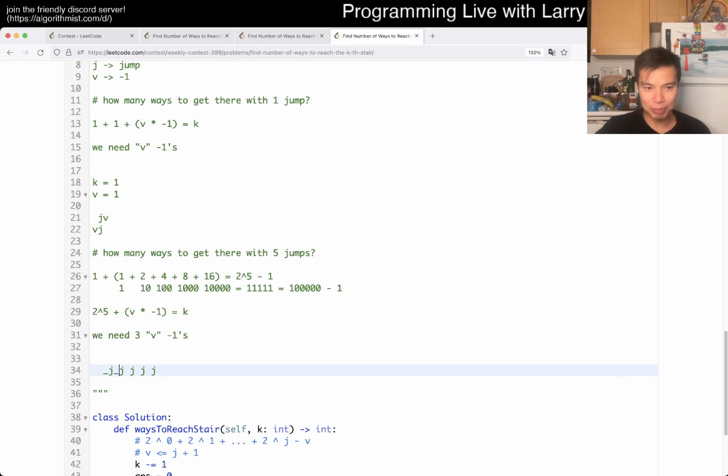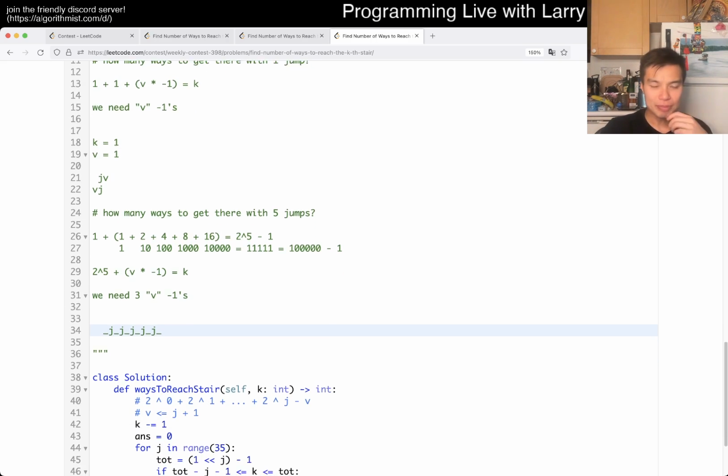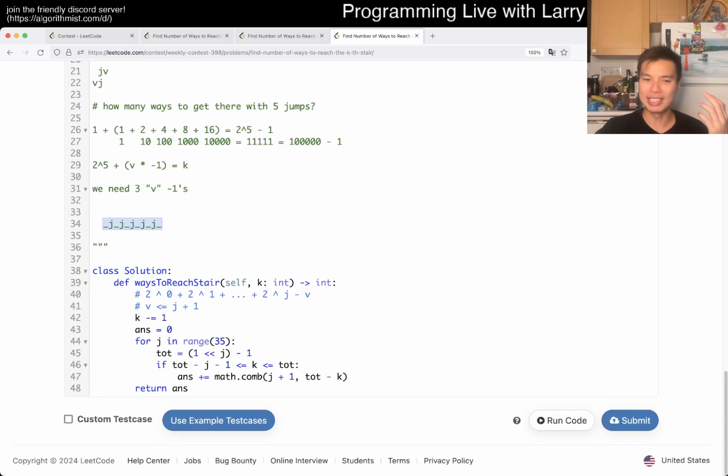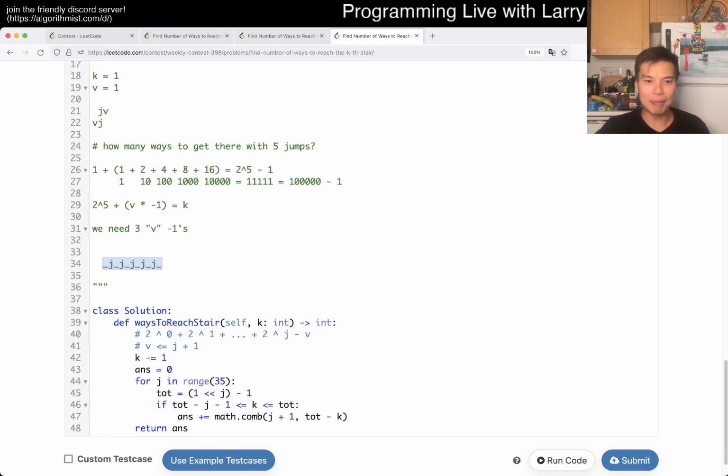Let me actually put underscores to make it clear. So now we have 6 spaces for the v's to be put. We have 3 v's to put in the 6 spaces, and that's of course 6 choose 3. And that's basically the idea about the solution. And then you just do a for loop for k.